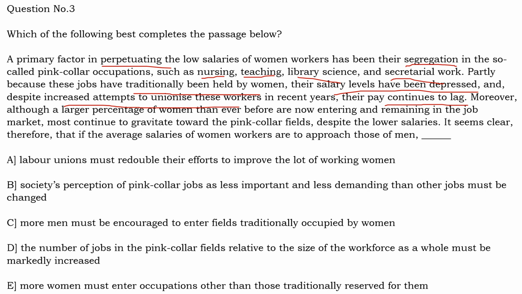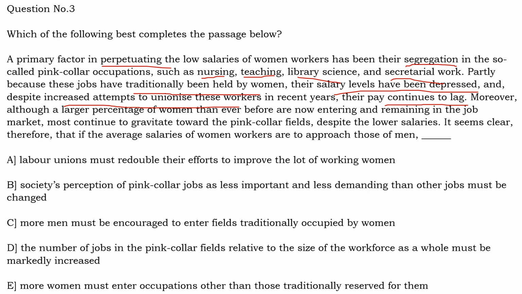Means they are not coming up, and a larger percentage of women are entering the workforce. Even though a larger percentage of women are entering the workforce, what is happening is most of them are gravitating towards the pink collar fields. Gravitating means most of them are naturally going towards the pink collar jobs. So even though a lot of new women are entering and continuing in the job scenario, most of them are naturally going towards the pink collar jobs, even though the salaries are very low. So these are the things given.